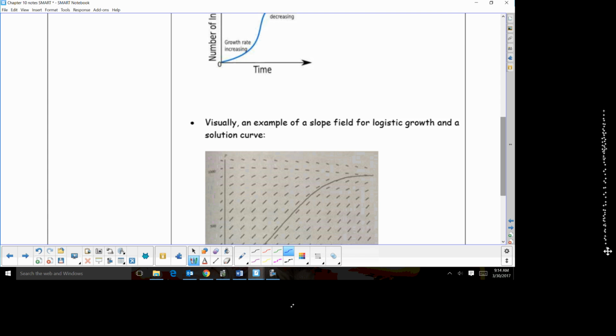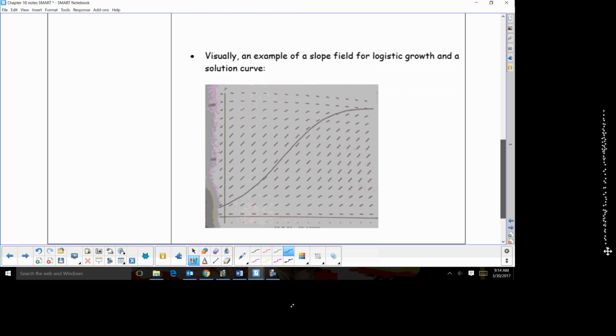Okay, so there is a visual example of the slope field for logistic growth. If you were to take that differential equation and make all those little tiny slopes, right, it would end up looking like the logistic growth. And what do you notice at 0? What do we have going on? Horizontal asymptote. What happens with the carrying capacity? You have a horizontal asymptote. Okay?